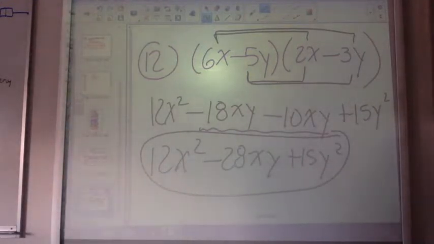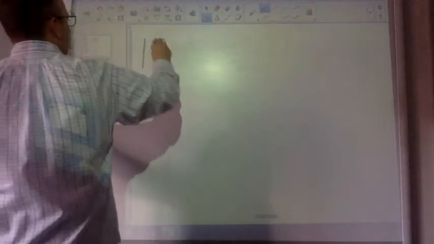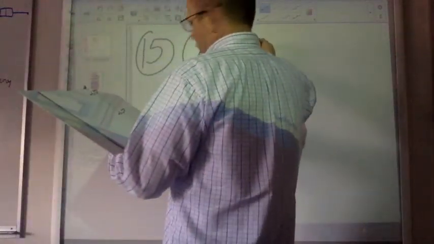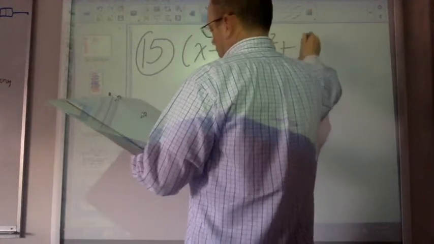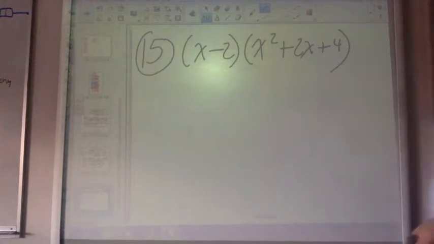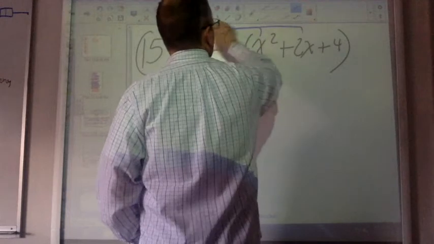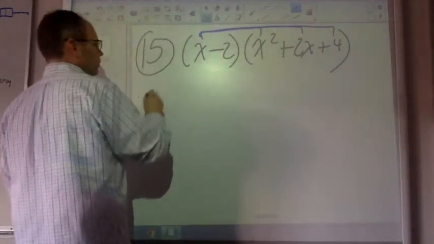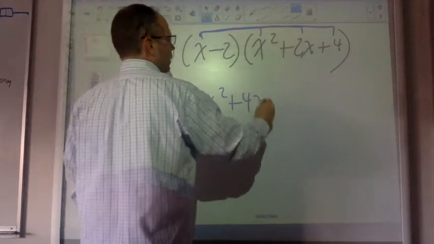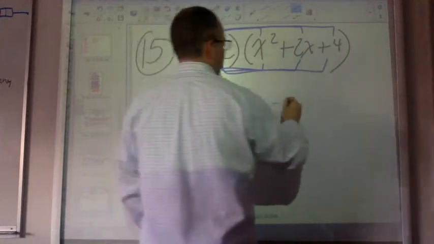Sammy? 15. That's a double distribution that happens to be going over a trinomial. Okay? So I'm going to multiply x here, here, and here. Then I'm going to distribute -2 here, here, and here.